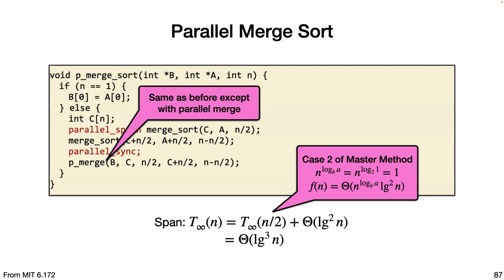And we are again in case 2 of the master theorem. K is equal to 2 here. And so the total span of the entire thing is log cubed, because the solution is with k plus 1.